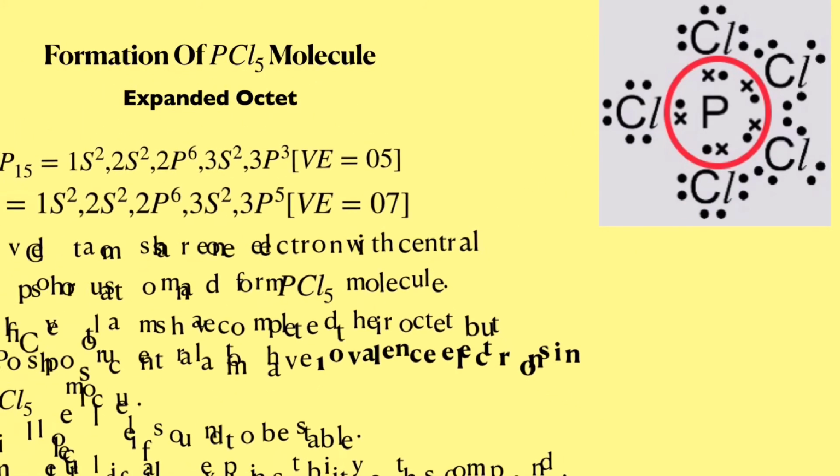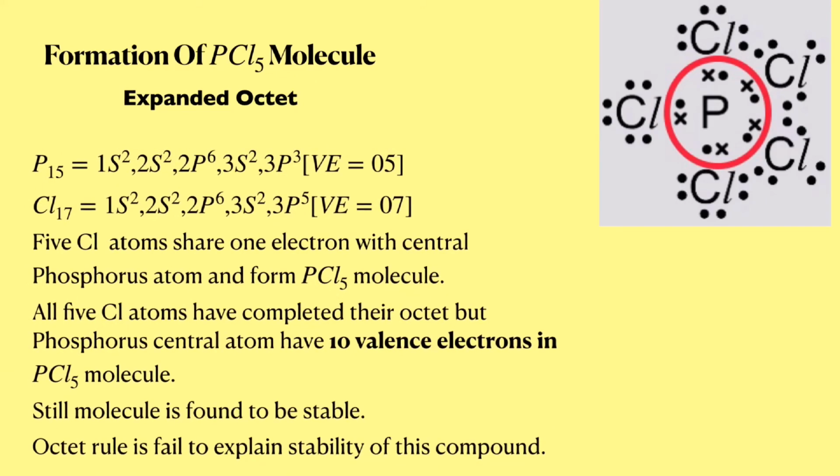Phosphorus atomic number 15, its electronic configuration will be 1s2, 2s2, 2p6, 3s2, 3p3. Therefore, the total number of valence electrons will be equal to 5. Chlorine atomic number 17, its electronic configuration will be 1s2, 2s2, 2p6, 3s2, 3p5. So the total number of valence electrons will be equal to 7.